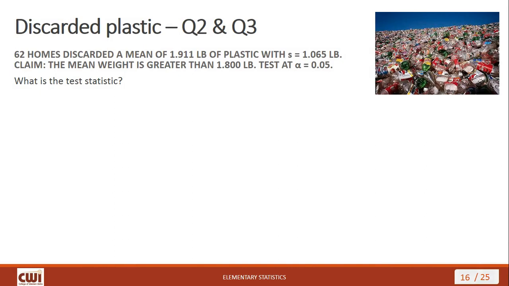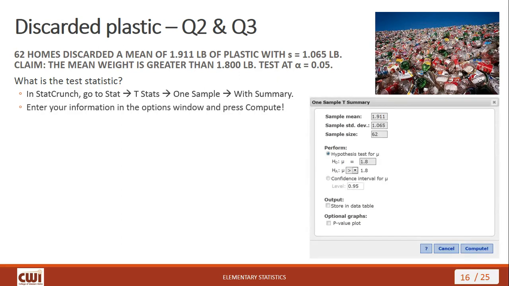Now, the second question was, what is the test statistic? In StatCrunch, we just use our menu options: go to Stat, T-Stats, One Sample, With Summary, because we weren't given an actual data set, but we were given summary statistics. In the options window, enter those summary statistics, and then make sure that the hypothesis test area matches the hypothesis that you created previously. So we'll put our claimed value, 1.8, in for that first window, and then make sure that the drop-down on the inequality sign in the alternative hypothesis matches.